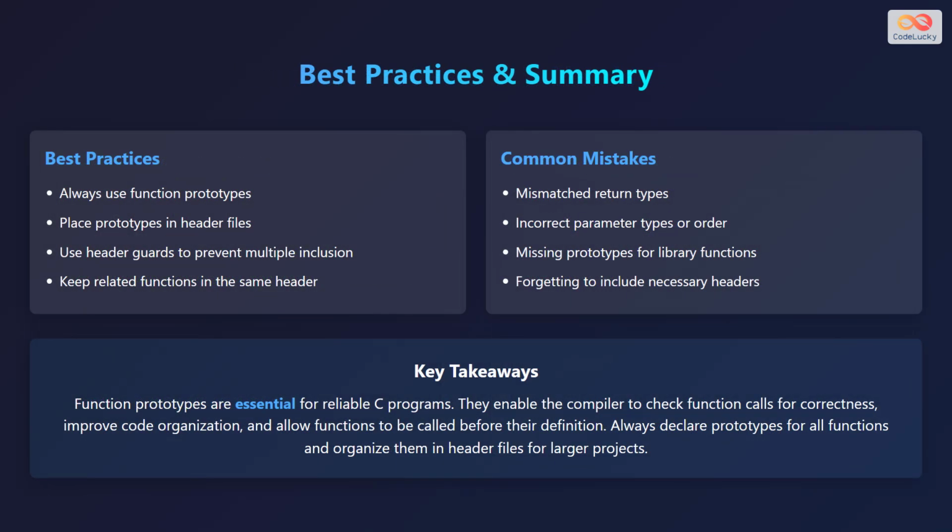Let's wrap up with some best practices for using function prototypes and a summary of what we have covered. The heading here is Best Practices and Summary. Some of the best practices include always use function prototypes, place prototypes in header files, use header guards to prevent multiple inclusion, and keep related functions in the same header. Some of the common mistakes to avoid are mismatched return types, incorrect parameter types or order, missing prototypes for library functions, and forgetting to include necessary headers.